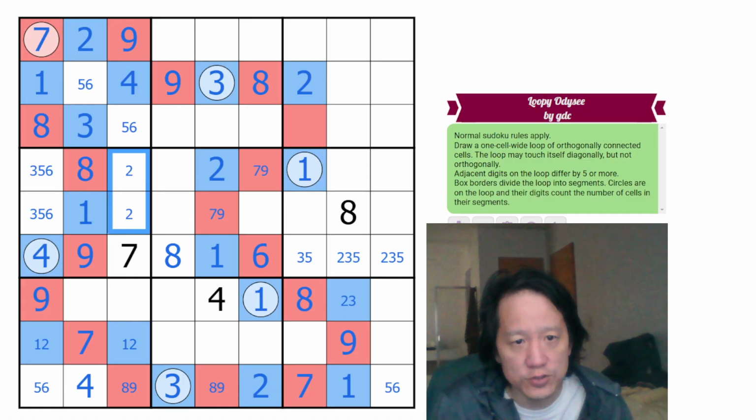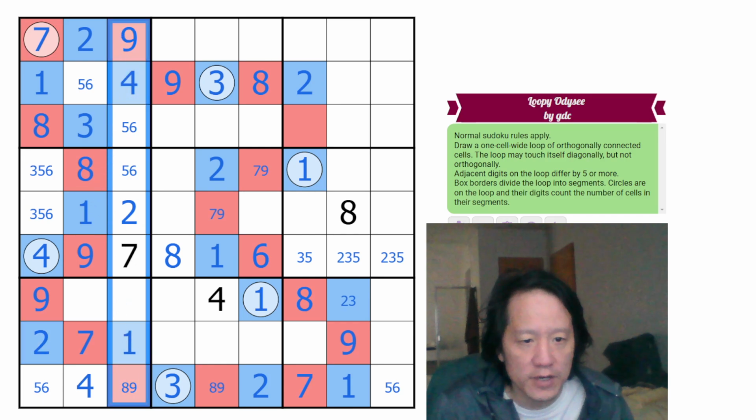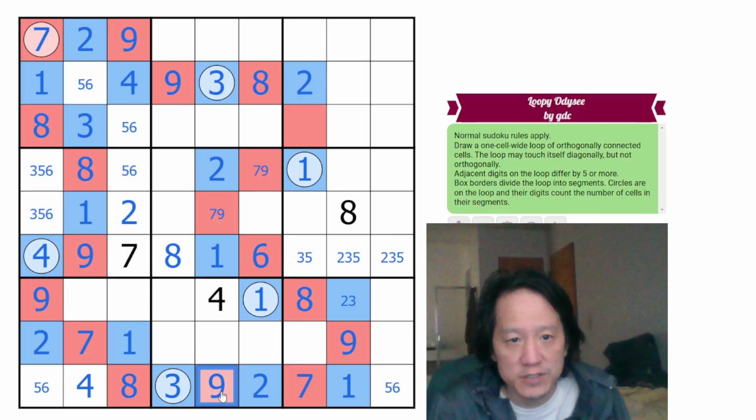Which makes this 2, 5, and 6. This can't be 2. Therefore, this must be 2. Which makes that 1, which makes that 2. We have a 5, 6, 5, 6 pair. Now we have a 9 here, so this must be an 8, which makes this a 9, which makes this a 7, which makes that a 9.